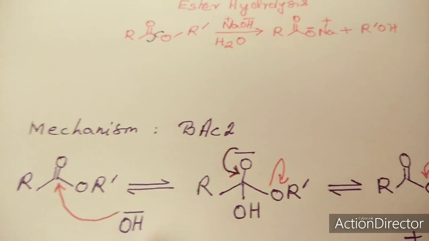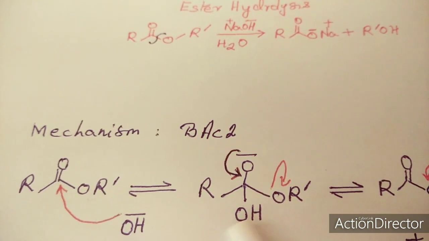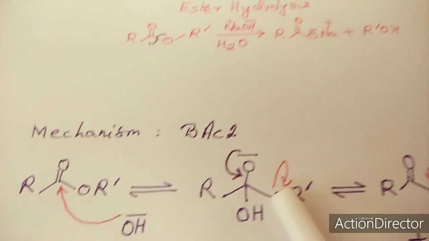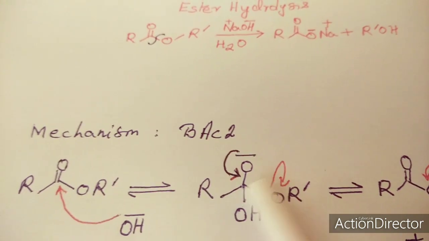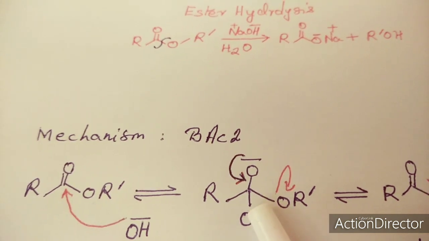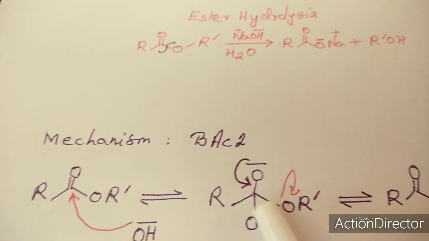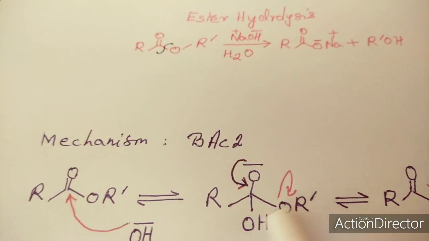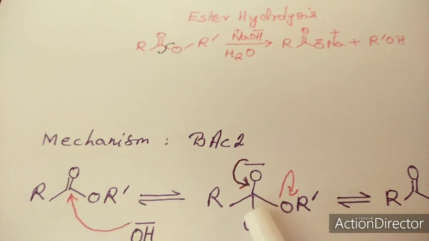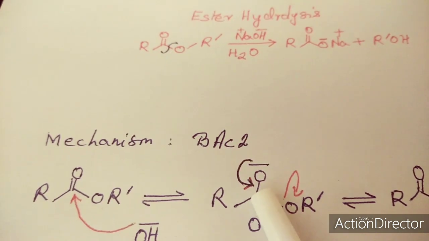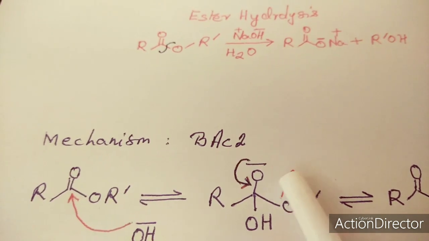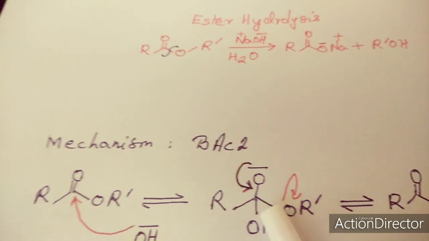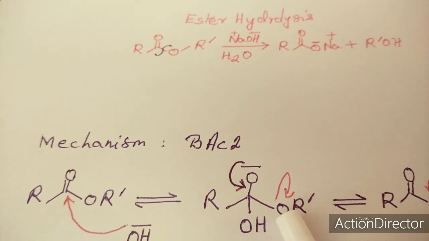So this is our ester. When attacked by the OH negative, this will lead to this tetrahedral intermediate. This tetrahedral intermediate has OR dash, and this OR dash will be pulling electrons towards it once this has been formed. So this will facilitate and act as the leaving group. So R dash O negative, after pulling these electrons, will leave.